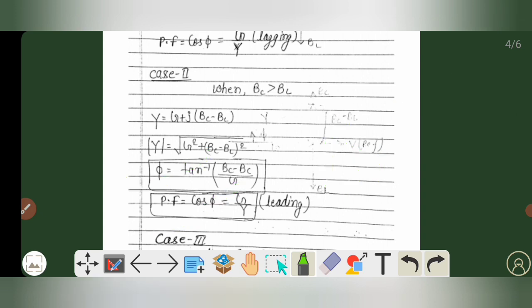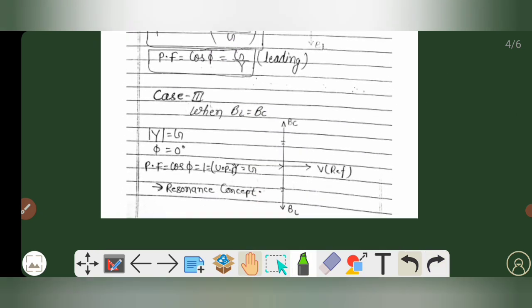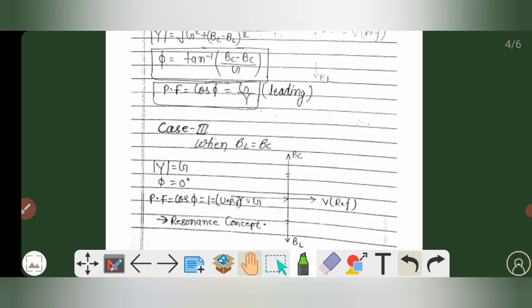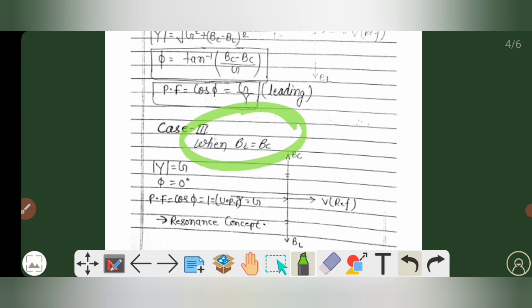Now we will discuss the next case, that is the last one. In this case the inductive susceptance is equal to the capacitive susceptance. So in this case the value of Y, that is the admittance, is equal to G. And here phi, that is the power factor angle, will be 0, and so the power factor will be unity power factor, that is the resonance concept.